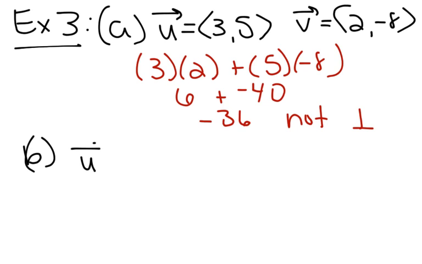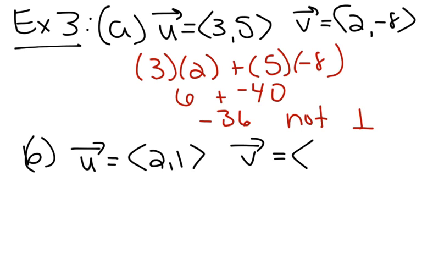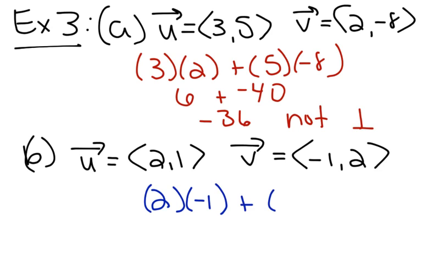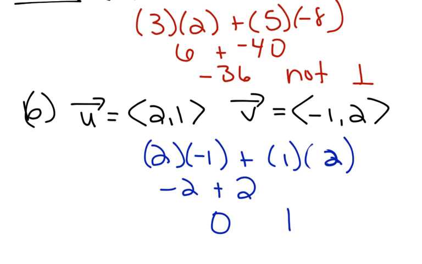Let's say we have vector u whose components are 2, 1, and vector v's components are negative 1, 2. So 2 times negative 1 plus 1 times negative 2. Negative 2 plus... Oh, I screwed that up, didn't I? This should not be a negative 2. Alright, let's try that again. 2 times negative 1 plus 1 times 2. This is going to be negative 2 plus 2, which is 0, which means that those two particular vectors are perpendicular.